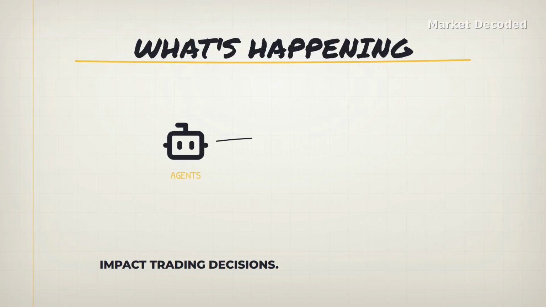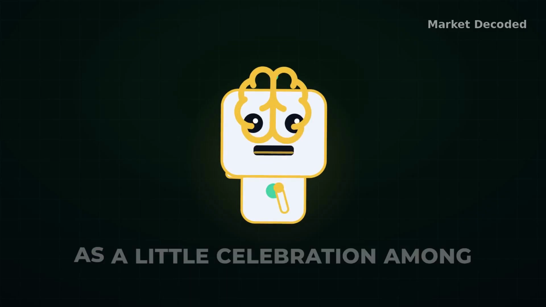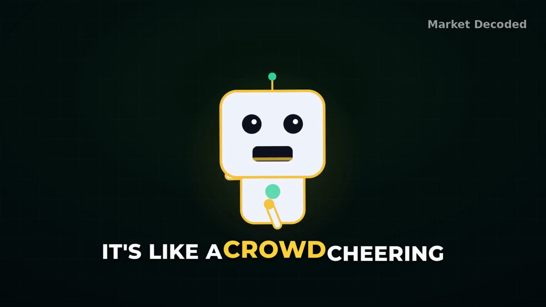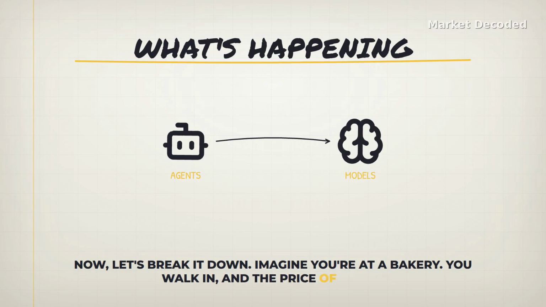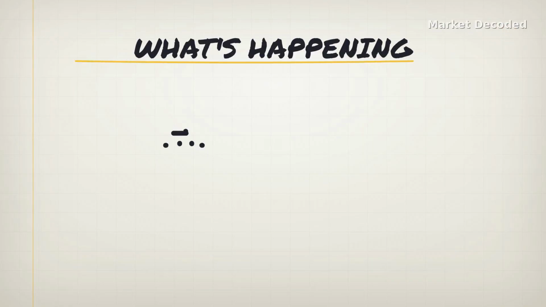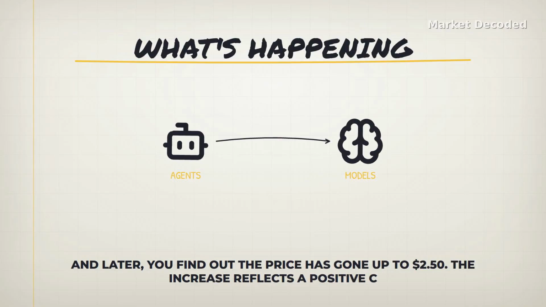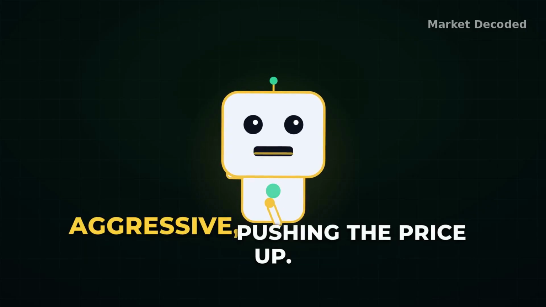What do green and red candlesticks really tell us about market sentiment? A green candlestick indicates that the price closed higher than it opened. Think of it as a little celebration among traders, a sign of optimism. When you see that green, it's like a crowd cheering because they believe the asset is gaining value. Now, let's break it down. Imagine you're at a bakery. You walk in, and the price of your favorite pastry is $2. You leave the bakery with that pastry, and later, you find out the price has gone up to $2.50. The increase reflects a positive change, right? That's essentially what happens with a green candlestick. It shows that buyers are more aggressive, pushing the price up.